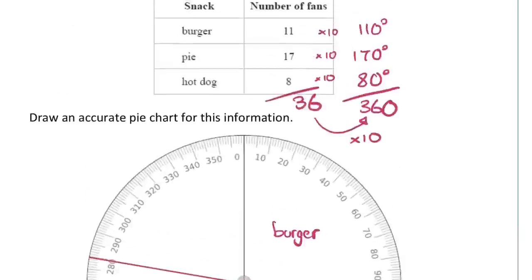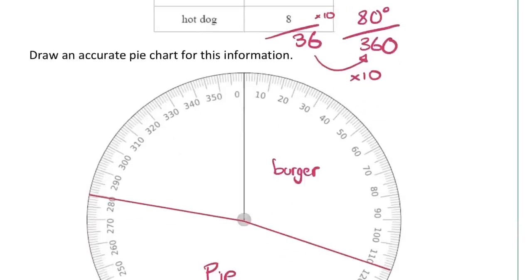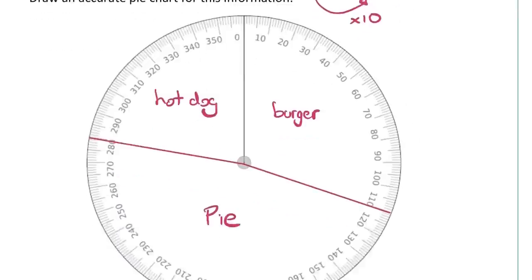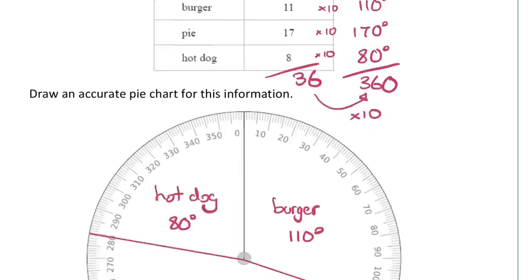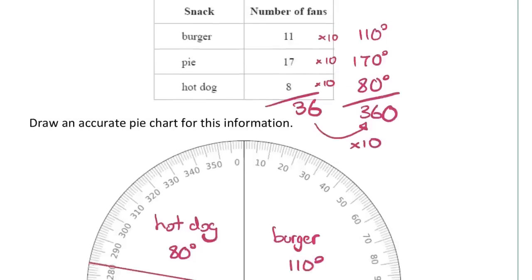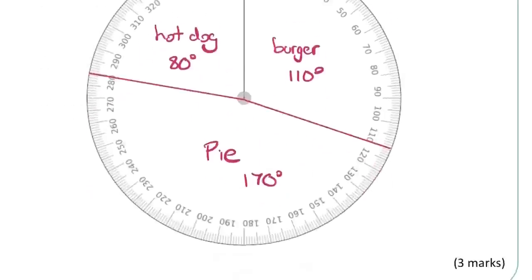And for the last one, we have a hot dog, and that's meant to be 80 degrees. It does go from 280 there up to 360, so I'm happy with that. My final piece is correct, so that is the hot dog. You can write all the angles in if you want as well. So I could write 110 degrees, 170 degrees, and 80 degrees, but definitely label those parts of the pie chart with the words. If you want to add the angles in as well, that's absolutely fine. Just make it look a bit neater. But there we go. There is our pie chart, making sure they add up to 360.